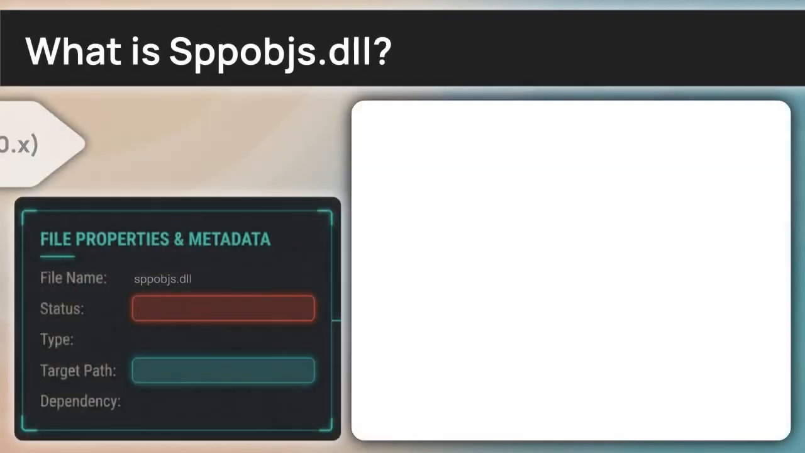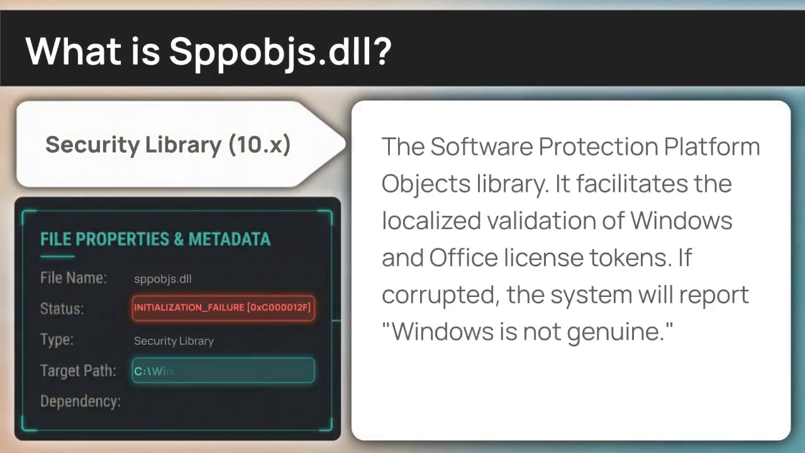This is the Sppobjs Library, the software protection platform objects library. It facilitates the localized validation of Windows and Office license tokens. If corrupted, the system will report Windows is not genuine.